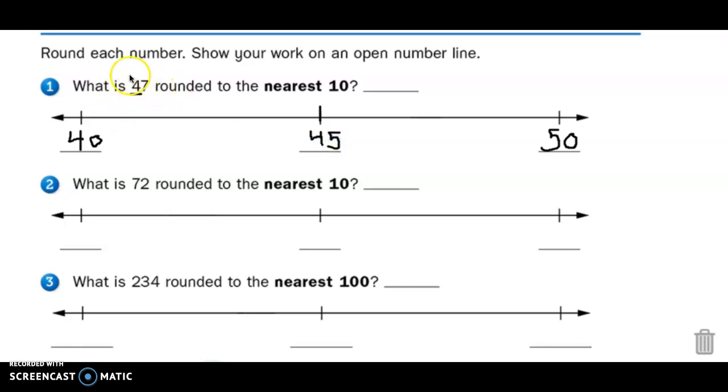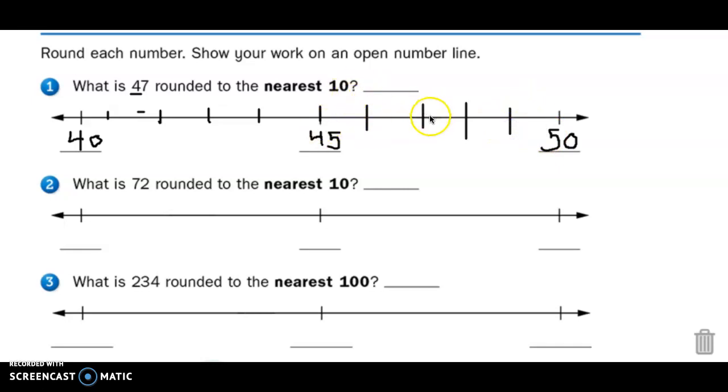So where am I going to place this 47? And remember, if I'm writing, you're writing. So right now you should have 40 written in, 45, and 50. Where does 47 go? Well, let's see. This would be about 41, 42, 43, 44, 45, 46, 47, 48, 49, 50.